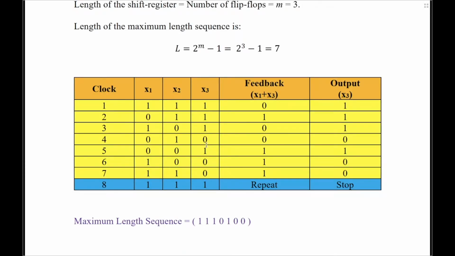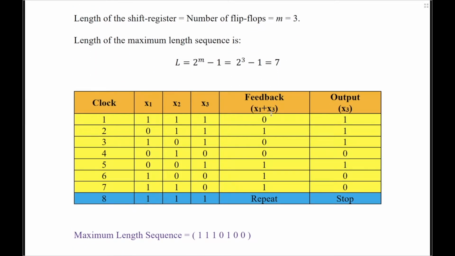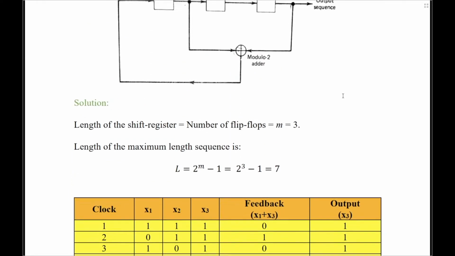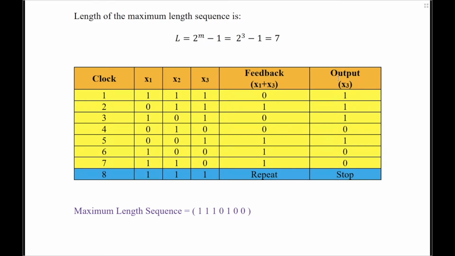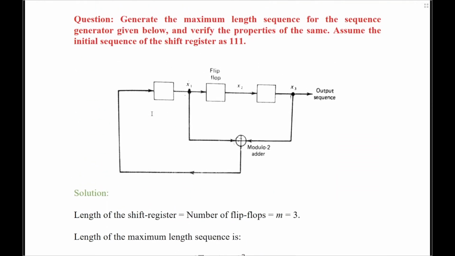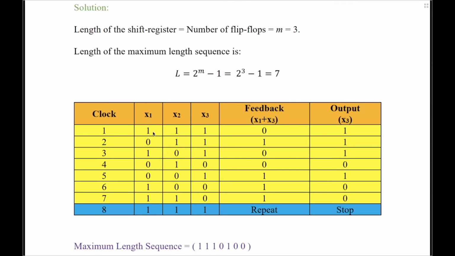Let us now look at how the sequence is generated. Here I have taken clock pulses in the first column. Then I have the output of each of the flip-flops in the next 3 columns. Then I have a column dedicated for the feedback, which in our case is x1 plus x3, and that is why we have given it as x1 plus x3. And finally, the output, which is the output of the shift register, is given a separate column, and this you should note is equal to the x3 column. As we are given in the numerical, the initial contents of the shift register are to be taken as 111, and that is what I have taken here.